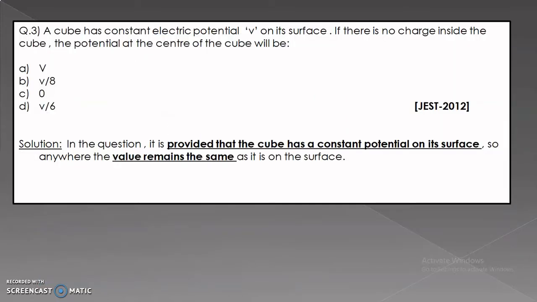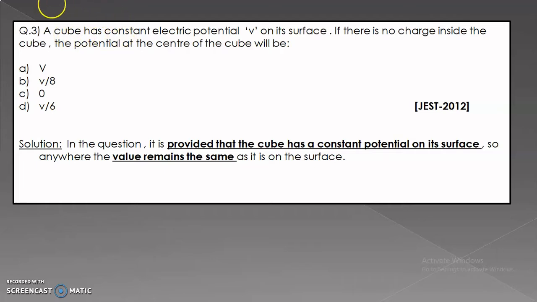Moving to the third question. Here it is given that a cube has constant electric potential V on its surface. If there is no charge inside the cube, the potential at the center of the cube will be, and 4 options are provided. Here we have to look at the first sentence very carefully: a cube has constant electric potential V on its surface.